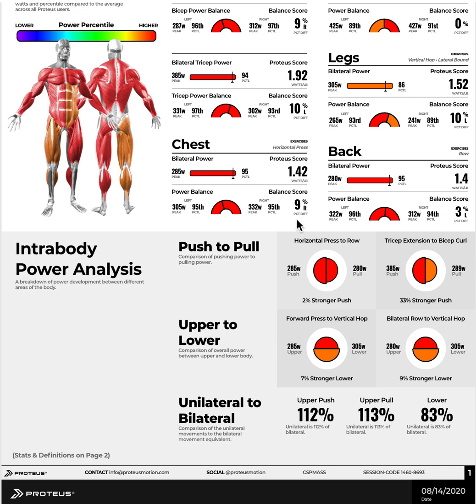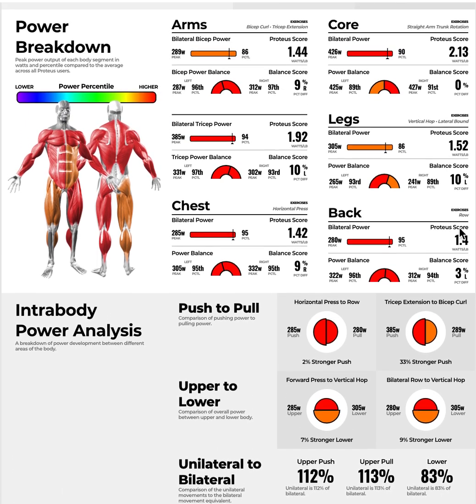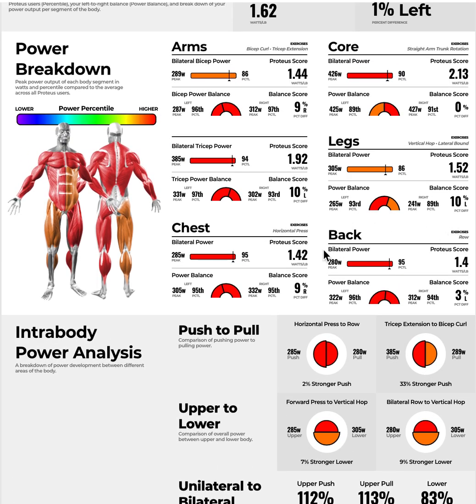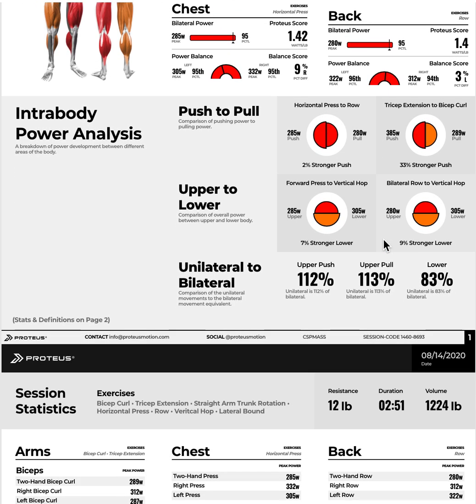For this specific individual being a right-handed pitcher, for your context and understanding with this scenario, this individual scored 9% stronger or 9% more powerful on his right-sided unilateral press, whereas he scored 3% more powerful on his left unilateral row. You are then able to look at this, how we just kind of broke it down for each region of the body. Next, you can then look at intra-body power analysis.